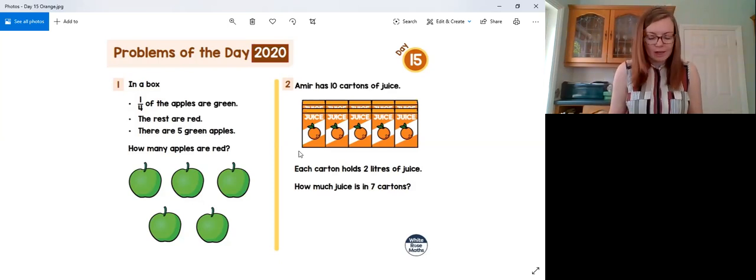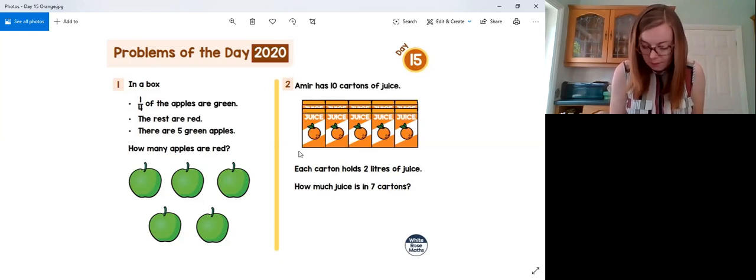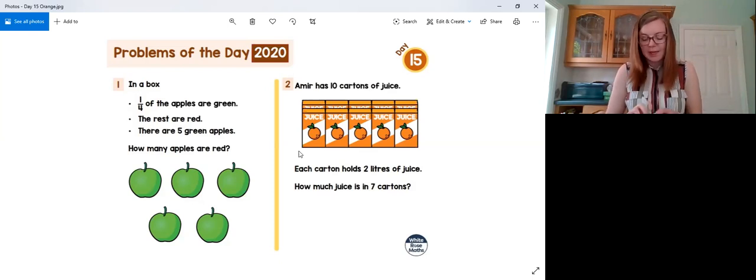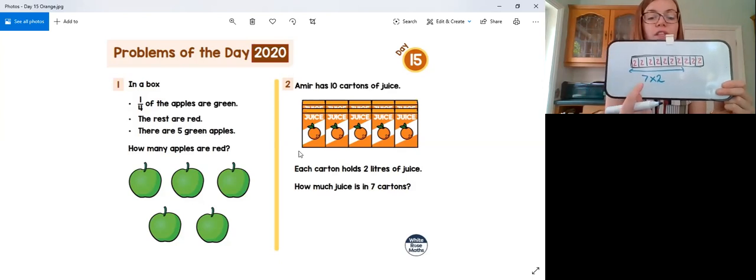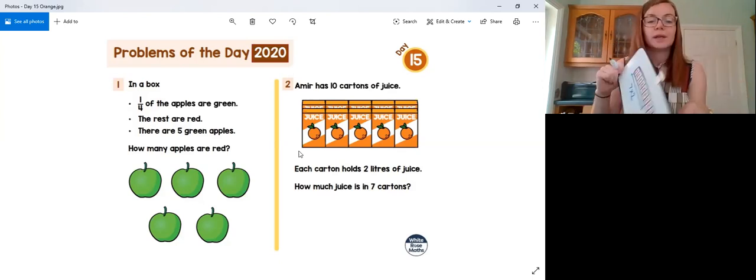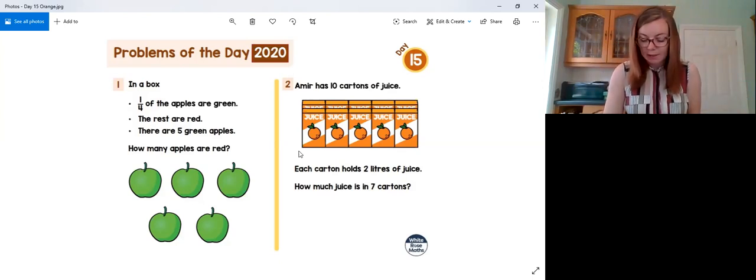So actually, I don't even need to work out how much juice Amir has. I just need to count up 7 of those cartons. 1, 2, 3, 4, 5, 6, 7. So here I have 7 groups and each group has 2 litres in. So 7 lots of 2 is 14. Got to remember to put our units on. It is 14 litres.